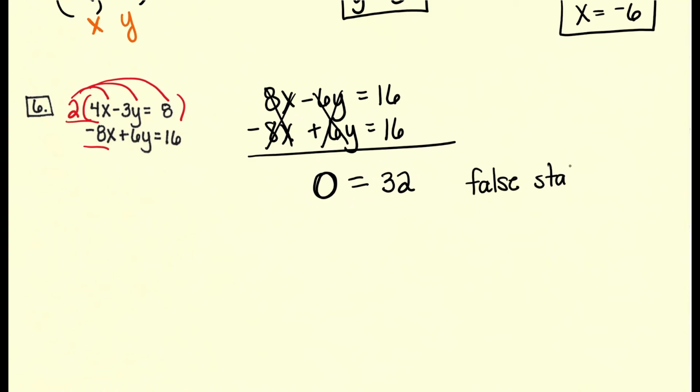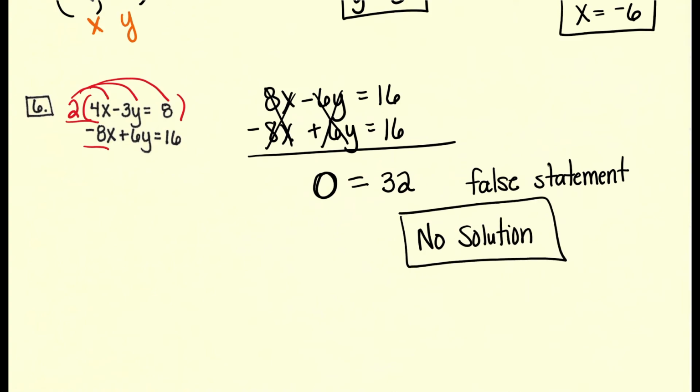When you get a false statement in a system of equations, that means there is no solution. There is no solution that is true for both of those equations. Again, the answer is not false. The answer is no solution because you got a false statement.